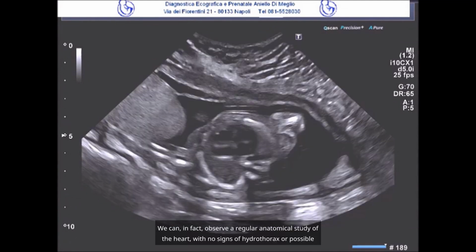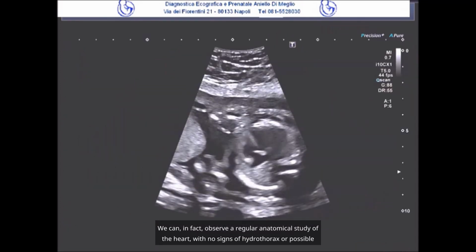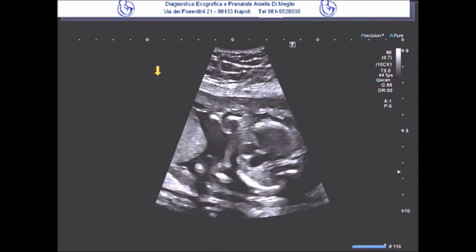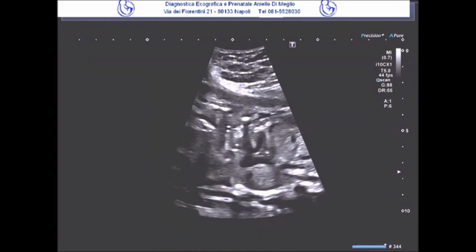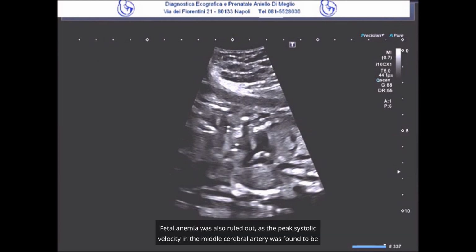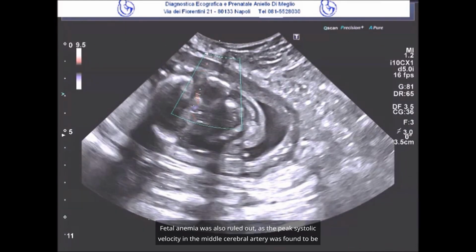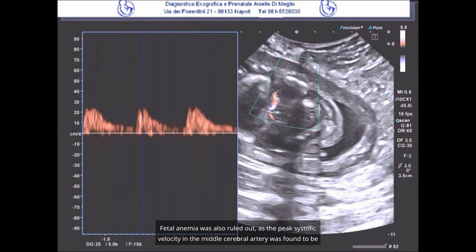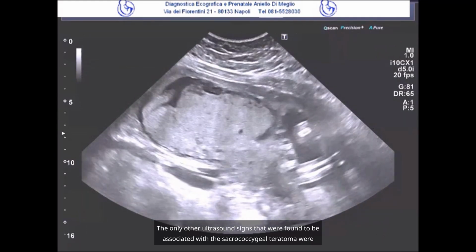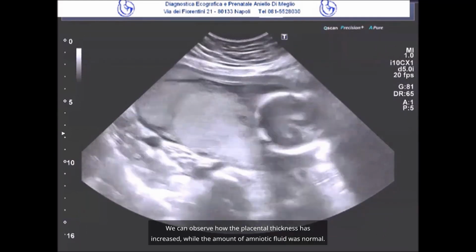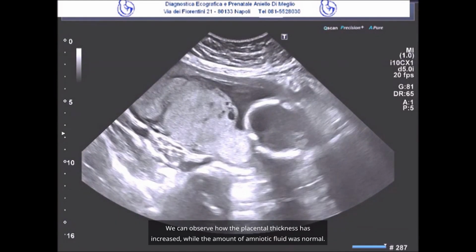We can, in fact, observe a regular anatomical study of the heart, with no signs of hydrothorax or possible cardiomegaly. Fetal anemia was also ruled out, as the peak systolic velocity in the middle cerebral artery was found to be normal. The only other ultrasound signs that were found to be associated with the sacrococcygeal teratoma were hyperplacentosis. We can observe how the placental thickness has increased, while the amount of amniotic fluid was normal.